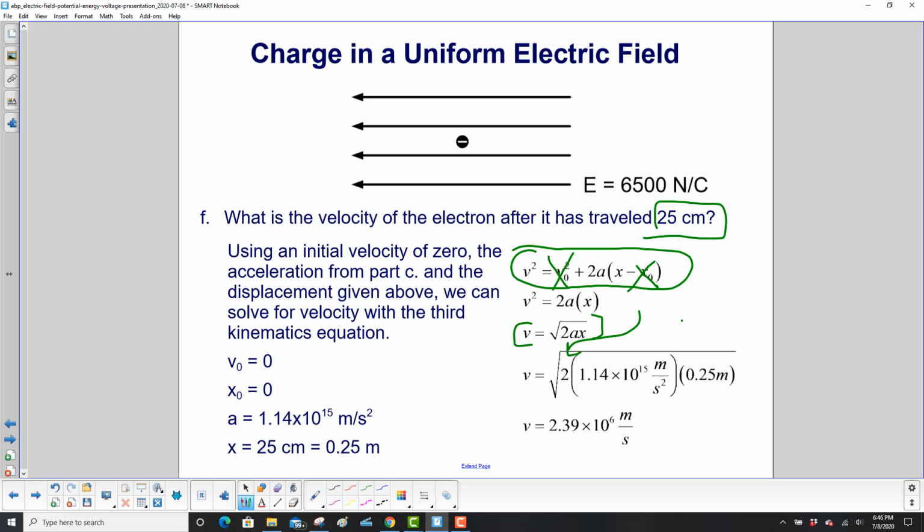There's 2. There's the acceleration we found earlier. And here's 25 centimeters. And again, centimeters to meters, move the decimal 2 places to the left. Make sure you take the square root. And you will get the velocity is 2.39 times 10 to the 6 meters per second.